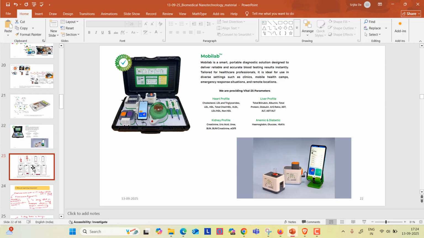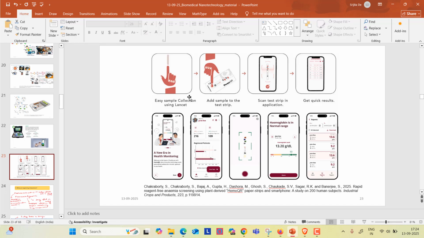And the last one is another lab that has developed a hemoglobin checking device for anemia detection. Basically it is for the last mile population where the device is not available, the laboratory is not available. So what they did, they use a simple paper strip and they are pricking blood from the fingertip, and this blood is given to the test sample strip.